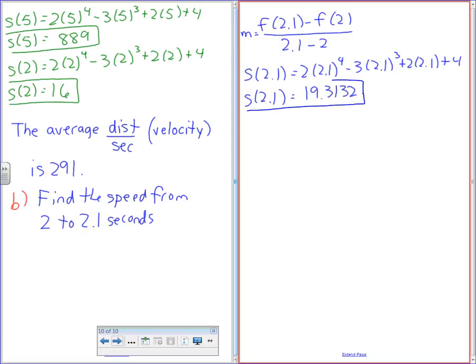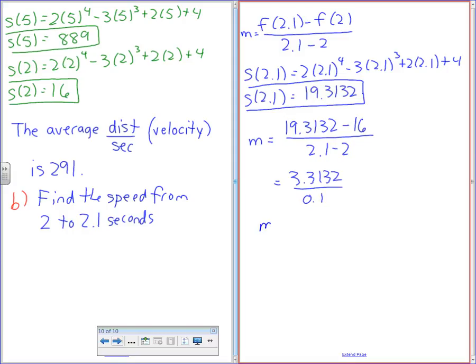Good. So what we're going to do is your m is going to be 19.3132 minus 16, right? All over 2.1 minus 2. So that should turn into 3.3132 over 0.1. So m equals 33.132. Because all we're saying in that case is that in that 0.1 seconds, the train has traveled 3.31 meters, whatever the number happens to be.